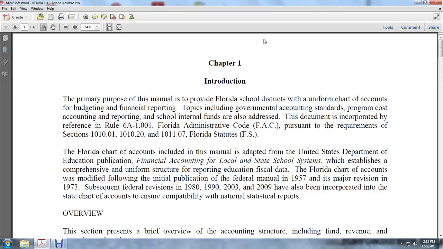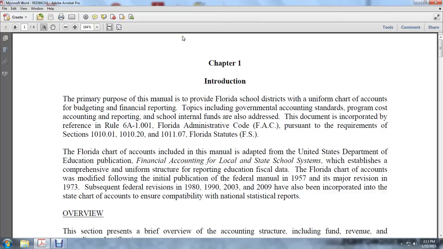Chapter 1 Introduction. The primary purpose of the manual is to provide Florida school districts with a uniform chart of accounts for budgeting and financial reporting. Topics, including governmental accounting standards, program cost accounting and reporting, and school and general funds, are also addressed. This document incorporates by reference Rule 6A-1.001, Florida Administrative Code, pursuant to the requirements of Sections 1010.01, 1010.20, and 1010.07, Florida Statutes.